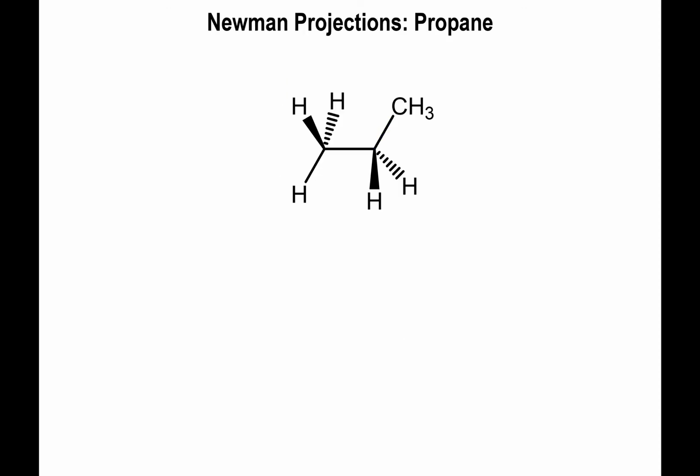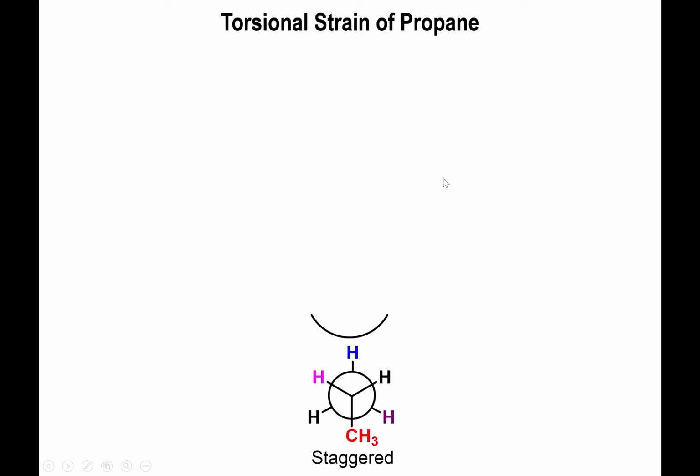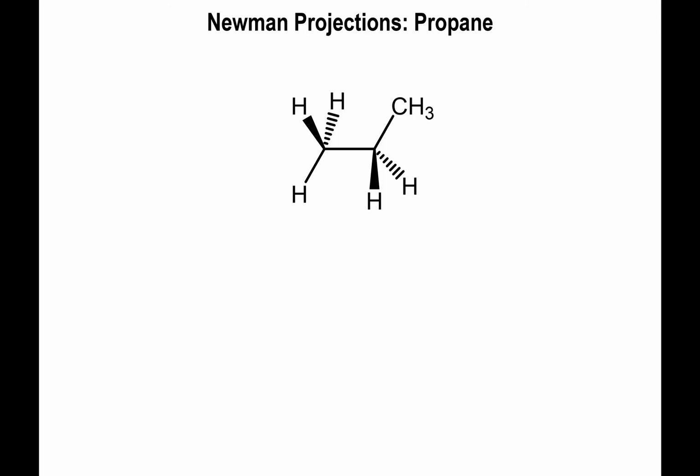All right, now let's see what happens when we look at propane. In propane, the picture is a little bit more complicated because now we introduce a CH3 group, a methyl group, as one of the potential groups in your Newman projection. So the point of view in this case being this carbon, the front carbon, that carbon, the back carbon. So we're looking at this from the C2 to C3 perspective.